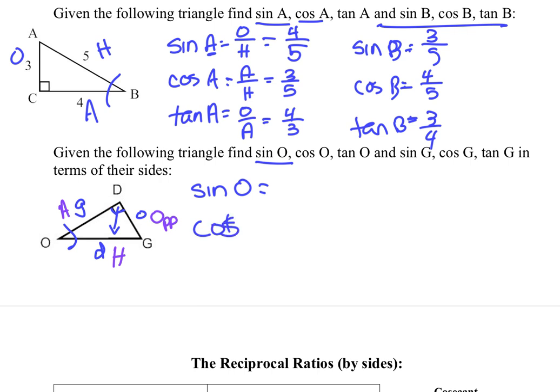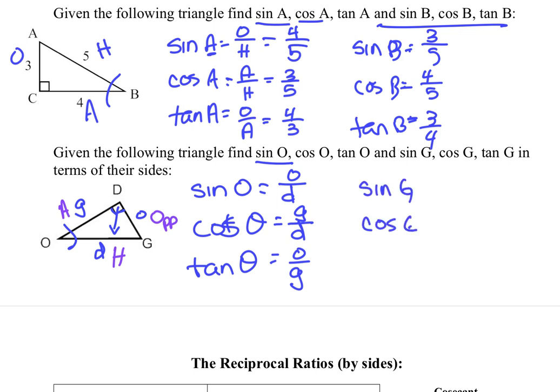Sine, cosine, and tangent. So if you fill these out, O, A, and H, so sine is opposite over hypotenuse. This one would be adjacent over hypotenuse, and tangent would be opposite over adjacent. Okay, and they're just the sides, so they're all lowercase letters. So sine of G, cosine of G, tangent of G.